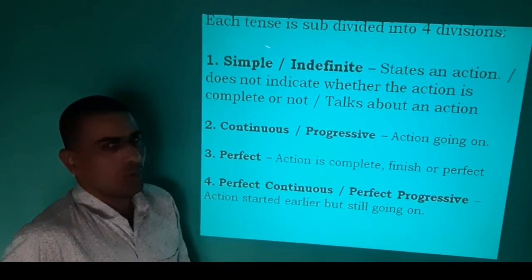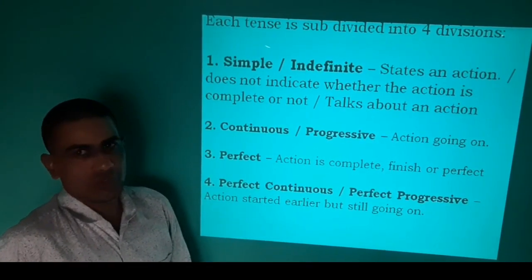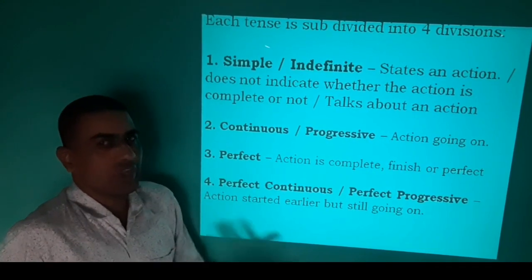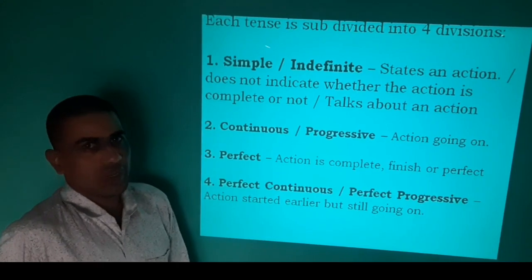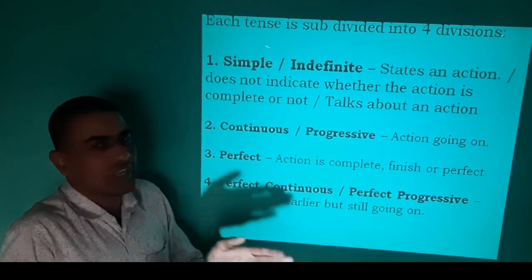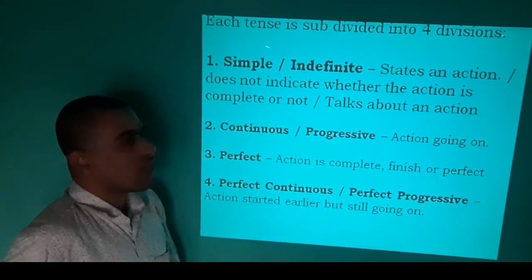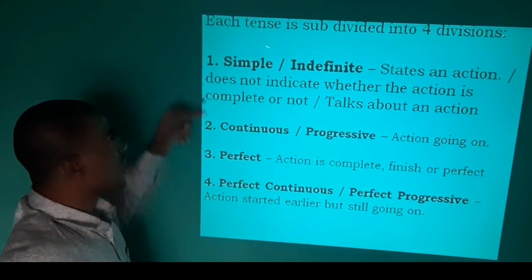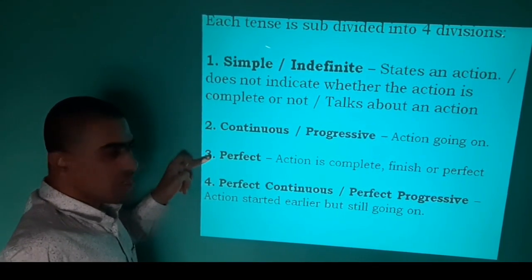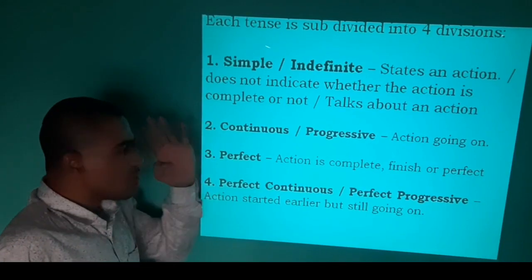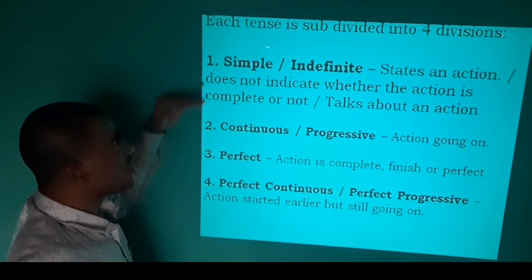And then, as they divided the time into three different categories, they felt it a bit difficult in the initial days to communicate in a better way. So they subdivided the tenses into four, and now we are going to look at the four subdivisions. The first one is simple or indefinite, second one is continuous, third one is perfect, and fourth one is perfect continuous or perfect progressive. So now let us look at each division.